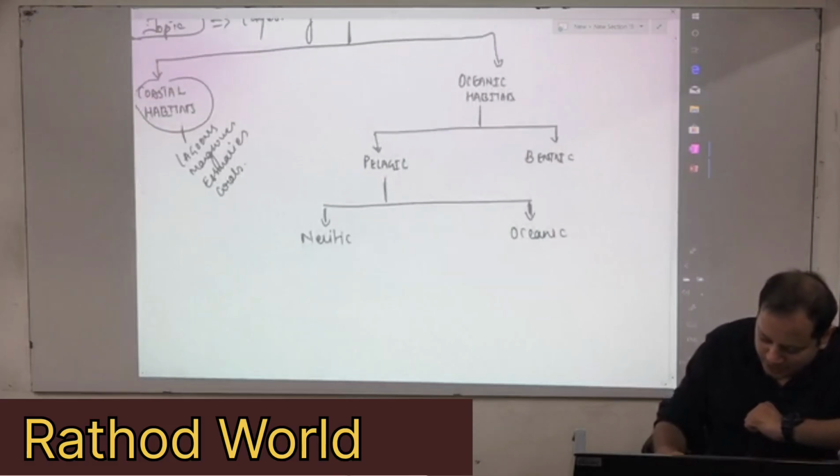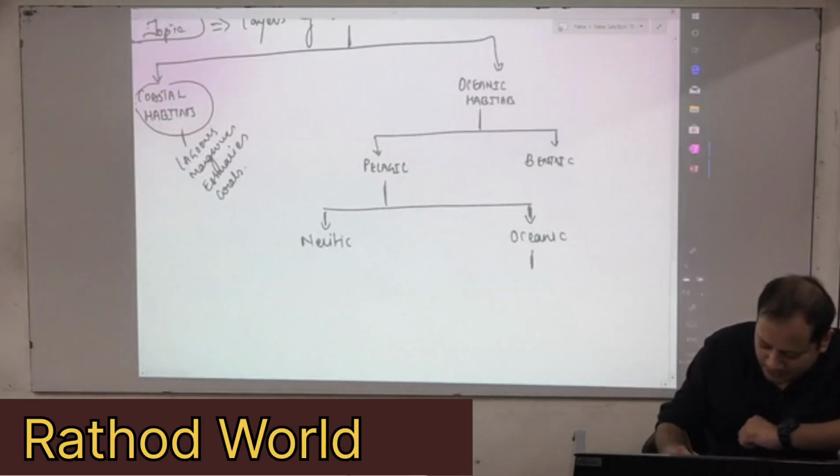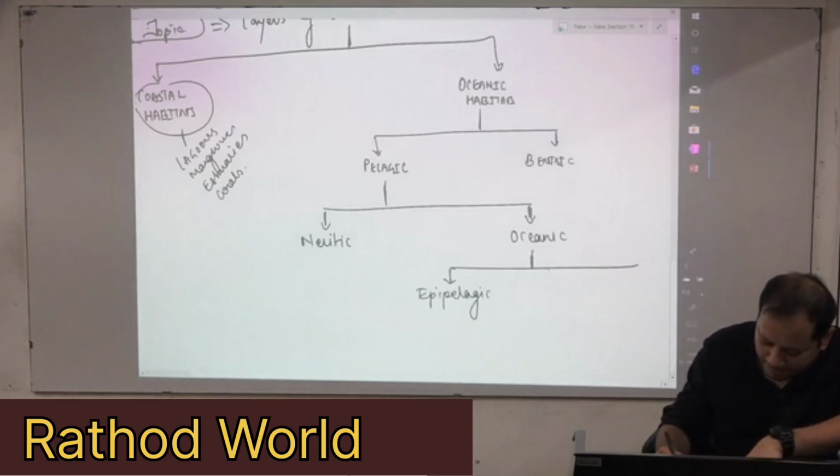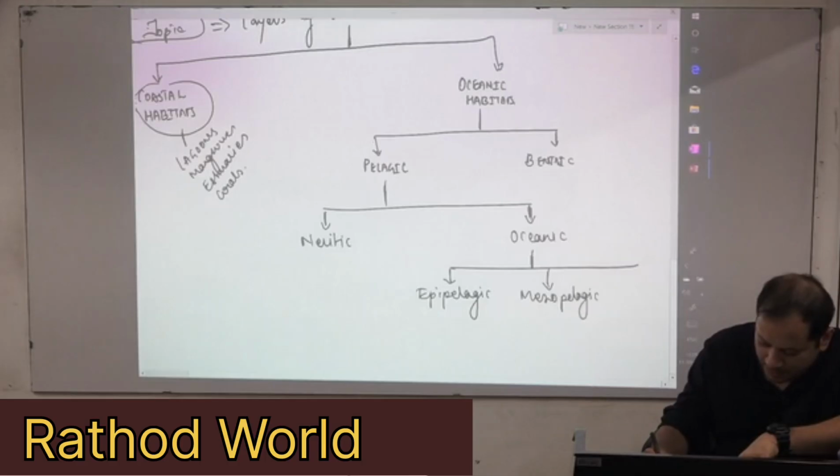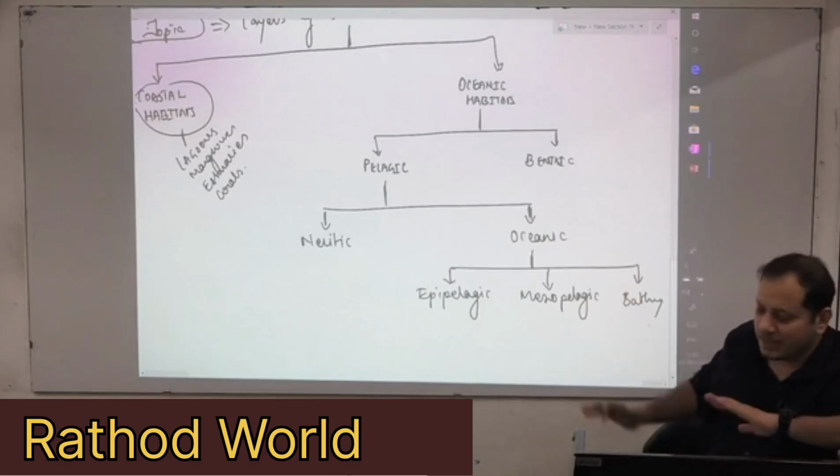And the oceanic province is further divided into epipelagic, mesopelagic, bathypelagic and so on.